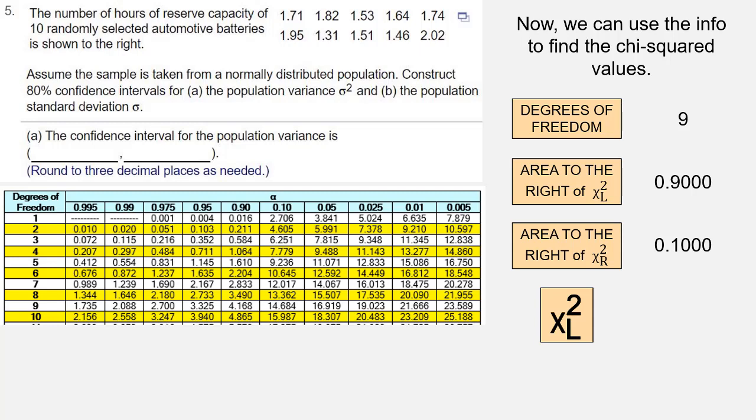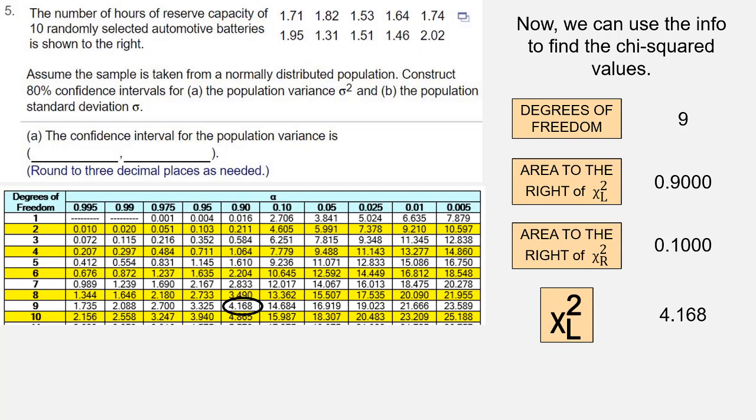Not the area, but the value that makes that area happen. Well, we combine our degrees of freedom with the area to the right of chi-square L. So the degrees of freedom were 9, and the area to the right was 0.9000. On our table, it's 0.90 at the top. So we find 9 degrees of freedom along the left, and the 0.90 at the top, and where those two meet is at 4.168. That's the value of chi-square L.